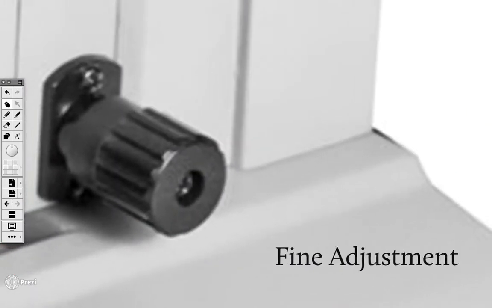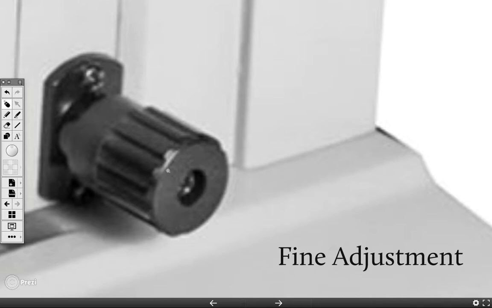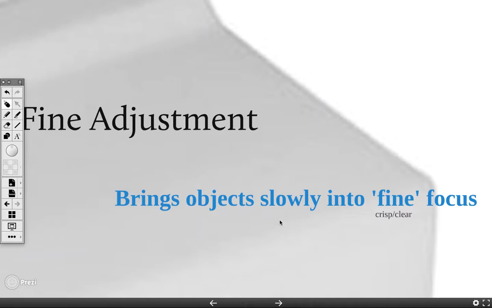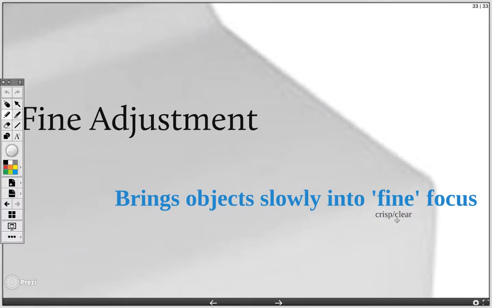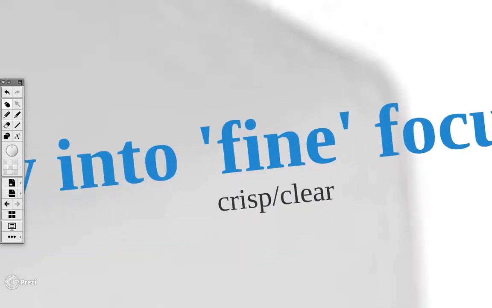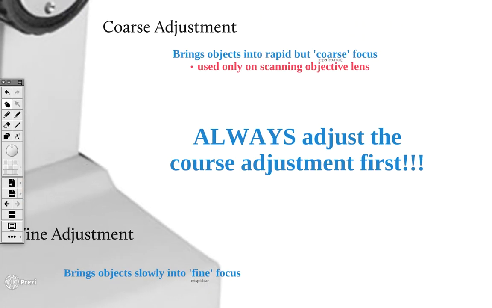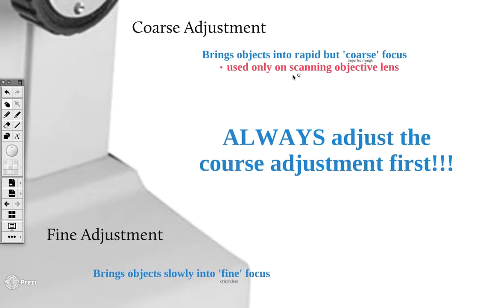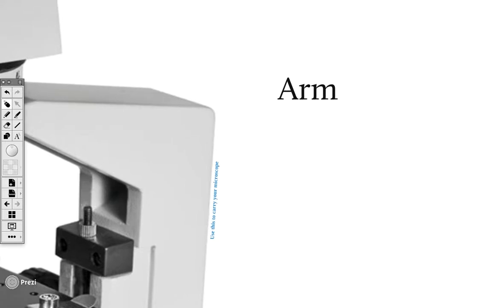So our next adjustment knob is our fine adjustment knob. On that fine adjustment knob, what that's there for is it brings objects slowly into a fine or a very crisp, clear focus. So now, again, we're still taking that stage and we're moving it up, but we're moving it up barely any amounts so that it brings it into focus very clearly. You can use this on any of our objective lenses. Any of those lenses will help us focus on this fine adjustment knob. We're always going to use the coarse adjustment first, again, just like we're using our scanning objective lens first, just because it is easier to focus that way.